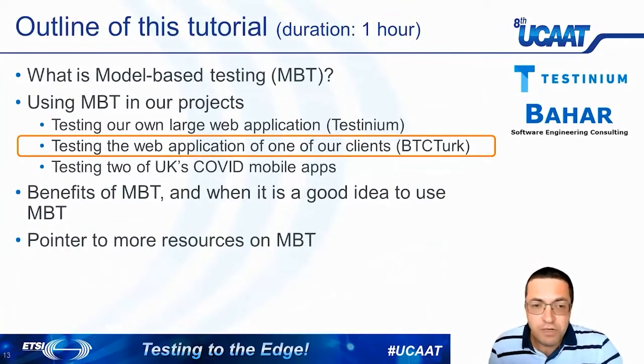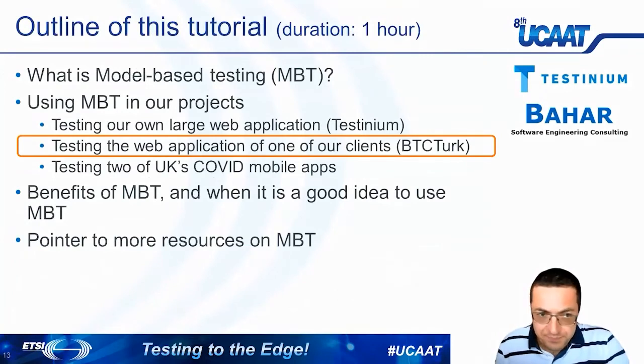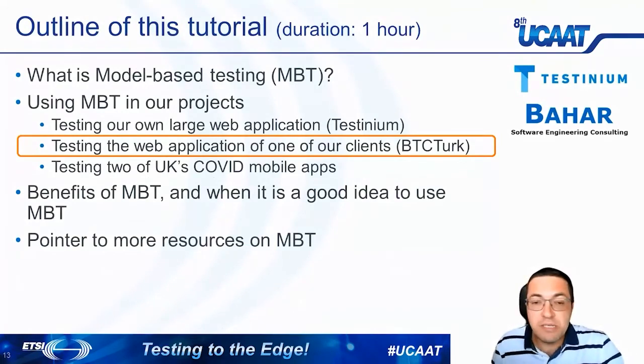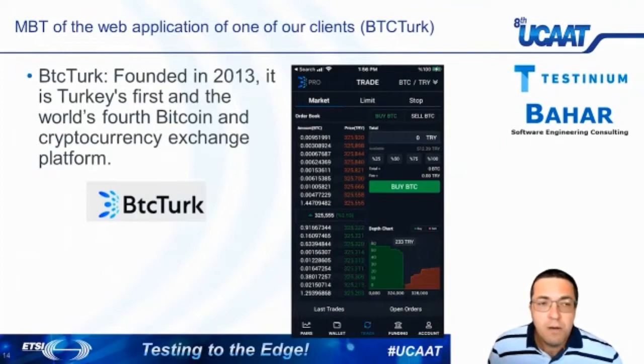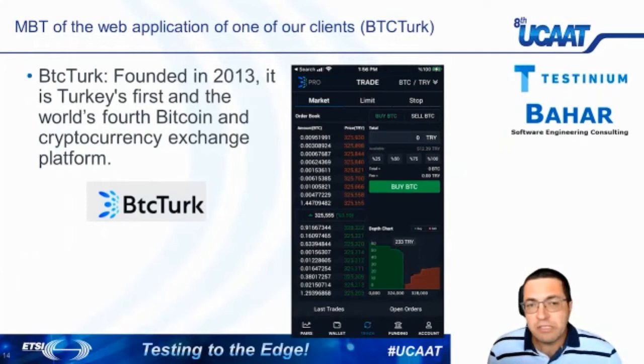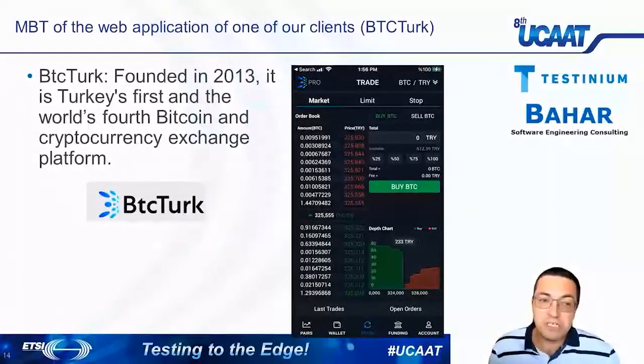Now I'm going to move on to the next project, which is an ongoing project for one of our clients, a large company in Turkey. Just a bit about the system that we are going to test as a second example, BtcTurk. It's a large company in Turkey, founded in 2013, and one of the clients of Testinium Corporation. It is Turkey's first and the world's fourth largest Bitcoin and cryptocurrency exchange platform.